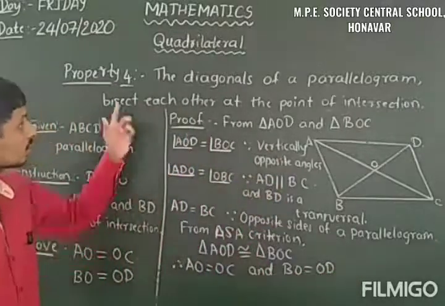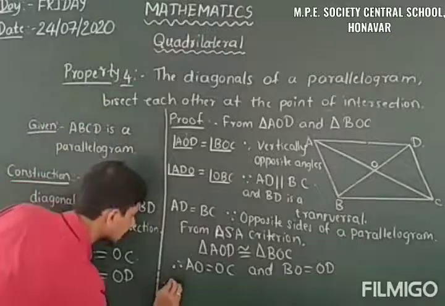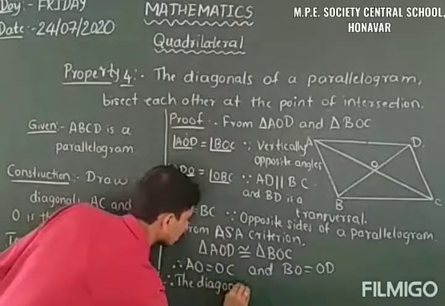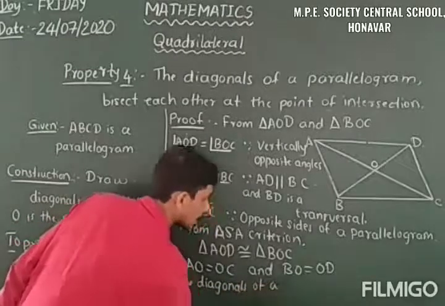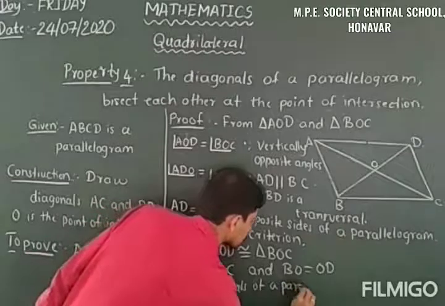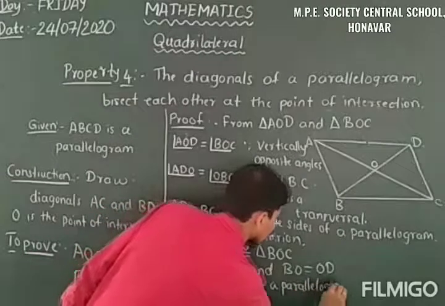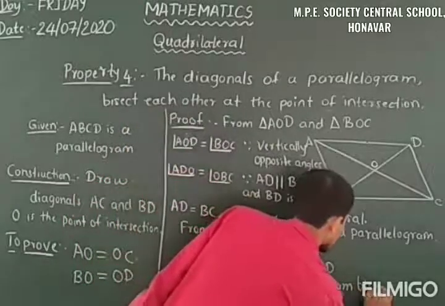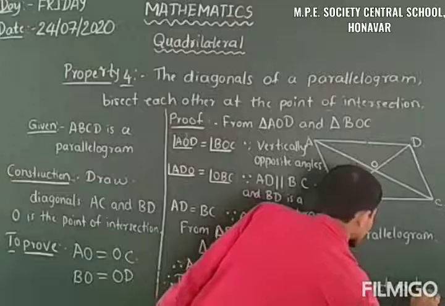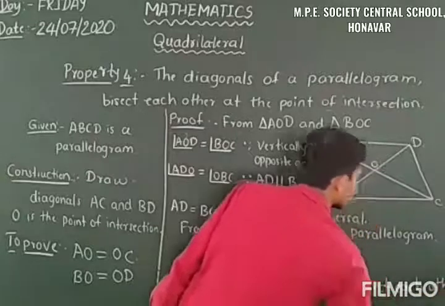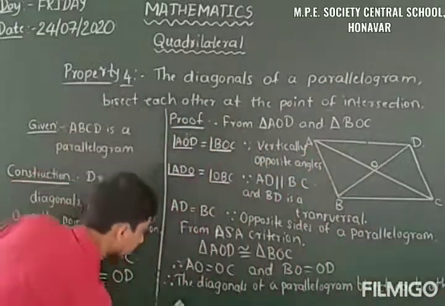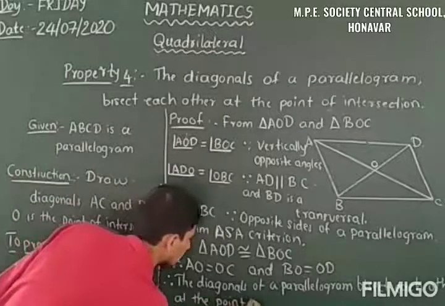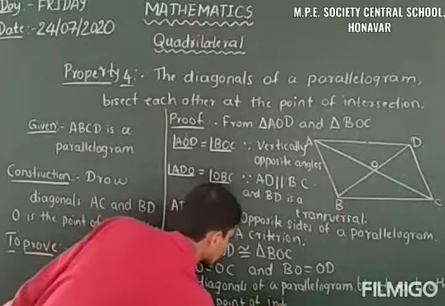Therefore, what do you have to write? The diagonals of a parallelogram bisect each other at the point of intersection.